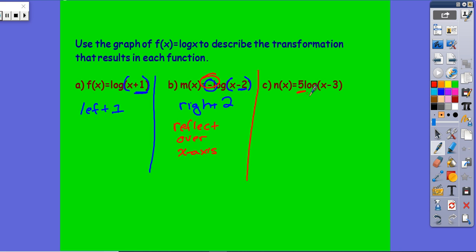And then C, I've got two things going on again. The minus 3 inside the parentheses there, it's going to move it to the right 3. And then the 5 outside, it's outside, so it's a vertical stretch by 5.